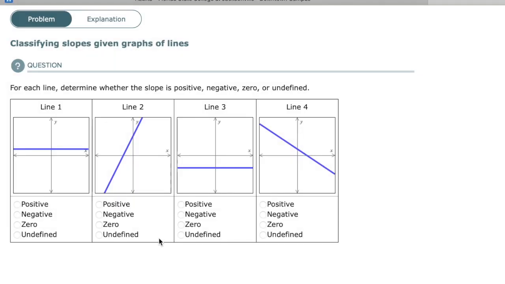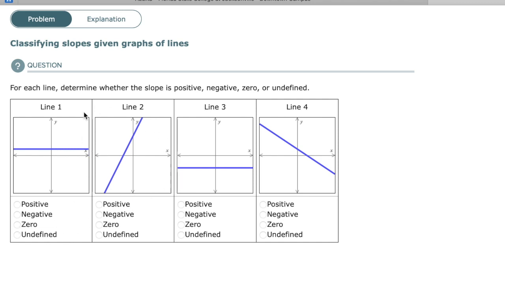Let's now look at a few examples. Here, this question is asking you to classify the slope of each line based on the direction of the line as either positive, negative, zero, or undefined. So let's look at this first line. This is a horizontal line, and we know that slopes of horizontal lines are always zero.